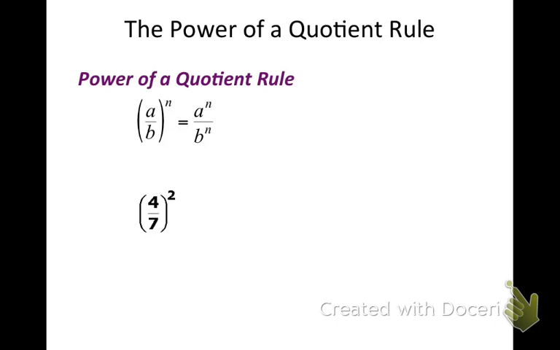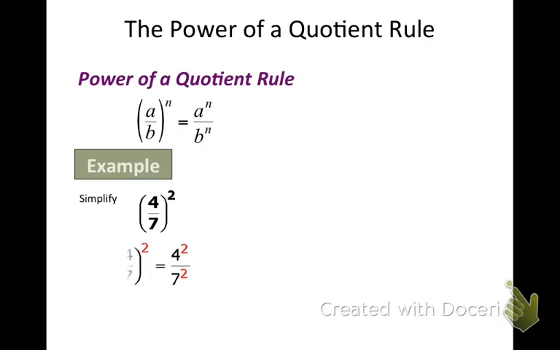For the quotient rule, the power of a quotient, it's the same kind of thing. This time you're going to have some kind of fraction bar, and the whole fraction will be raised to a power. You're going to apply that power to the numerator and also to the denominator. So for this example, if you have 4/7 being squared, you would take 4 squared over 7 squared. And then you can simplify or evaluate. 16 over 49.